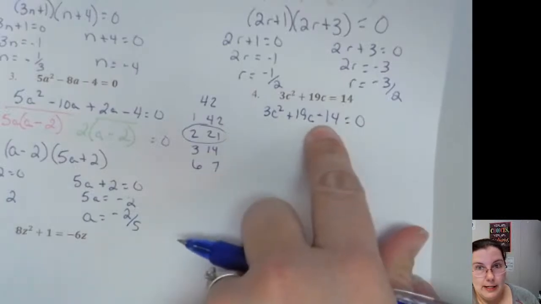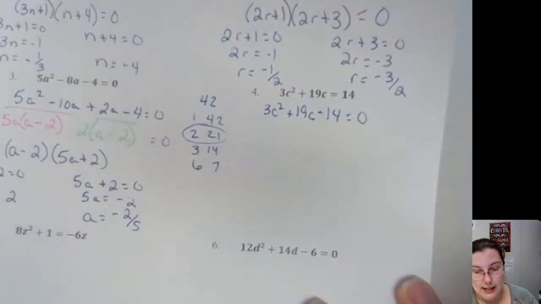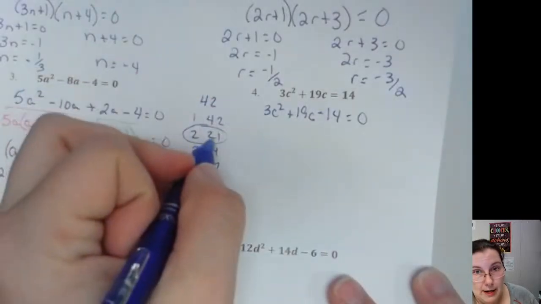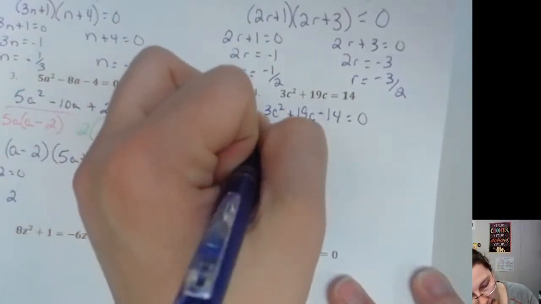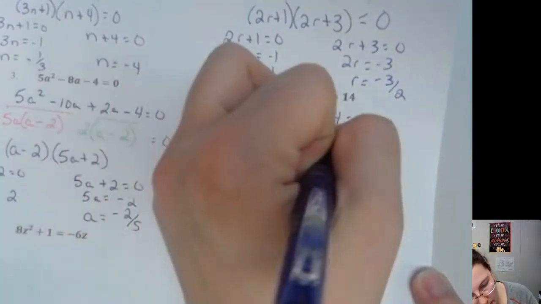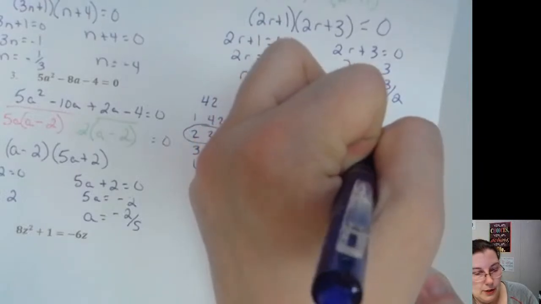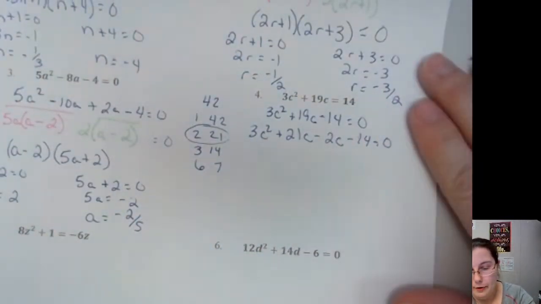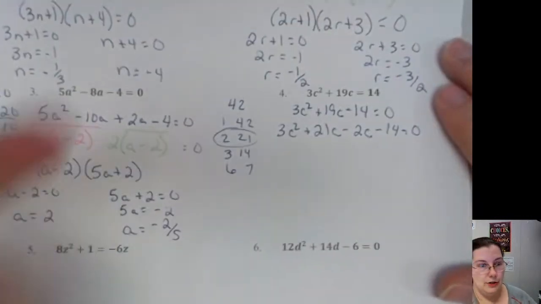We know because that 14 is negative that we have to have one positive, one negative. So to be able to get to a positive 19, it means my bigger one has to be positive. So 3c squared plus 21c minus 2c minus 14 equals 0. All right, so now again, we're going to go through here and we are going to factor.